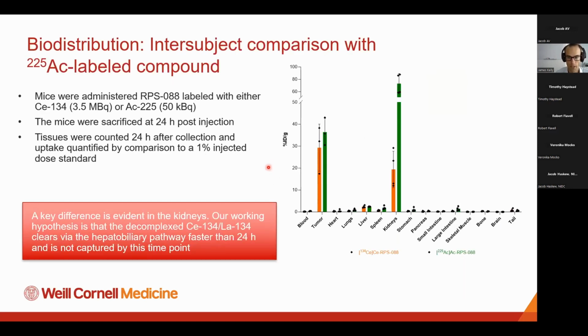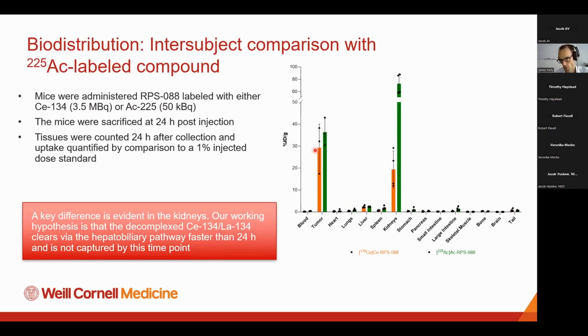So finally, we sought to do initially an inter-subject comparison between our cerium-labeled compounds and the actinium-labeled compounds. We injected the mice with either 3.5 megabecquerels of cerium-134 RPS-088 or 50 kilobecquerels of actinium RPS-088. At this point, we've only done a single time point biodistribution at 24 hours post-injection. We had 3 to 5 mice per group at this time point. And once again, the two track very nicely.